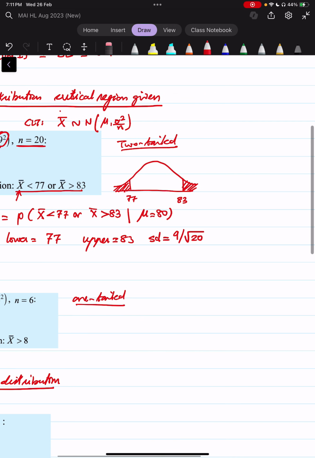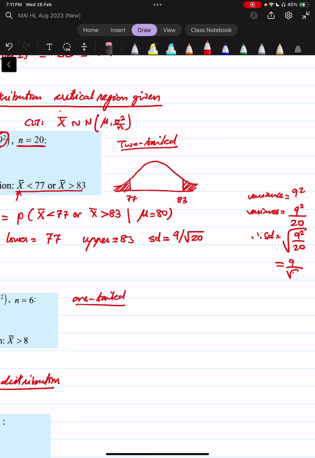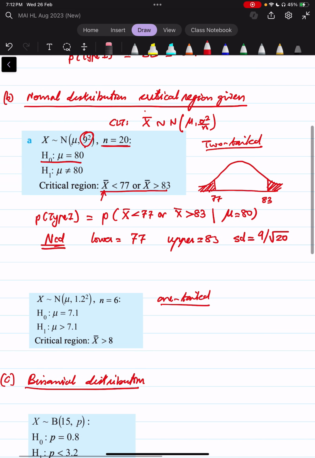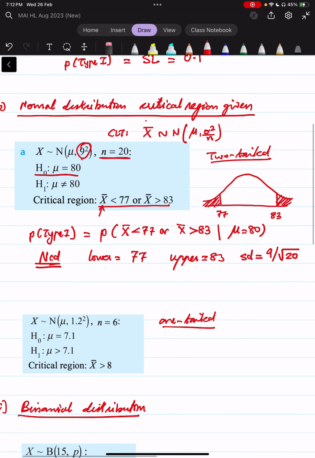So very important. Or you can do this: the variance of the population is 9 square. So the variance of the sample would be 9 square upon the sample size 20. Therefore, the standard deviation would be root of 9 square over 20. So that's 9 over root 20. That's the logic if you want to understand, or directly put in 9 by root 20. Don't forget this. This is where children will make mistakes, and you have to be careful of that.